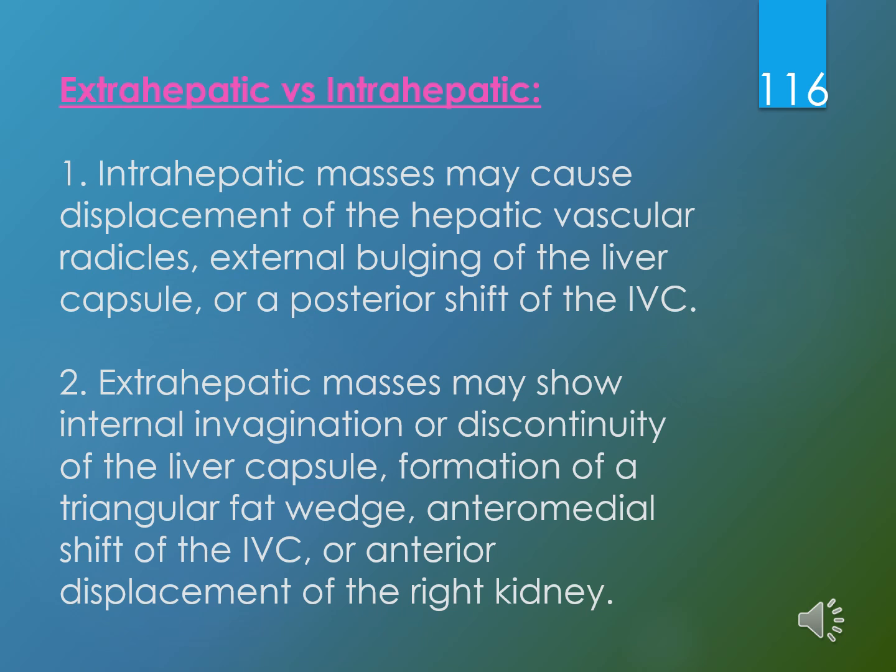Now, extrahepatic masses may show internal invagination or discontinuity of the liver capsule, formation of a triangular fat wedge, anteromedial shift of the IVC, or anterior displacement of the right kidney. That right kidney is already all the way in the back. When you scan kidneys, we're often scanning from the posterior aspect. So a mass isn't going to push that kidney any further back, but it might push that kidney forward, more anterior.